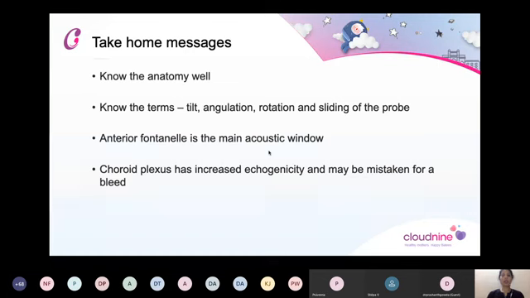The anterior fontanelle is the main acoustic window, but you can look at the axial views through the temporal bone and the mastoid views also. Remember that the choroid plexus has increased echogenicity and it may be mistaken for bleed.